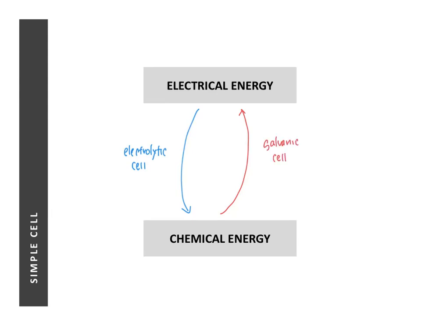Now the chemistry behind galvanic cells, we'll only learn in A levels. In O levels, we'll learn two specific kinds of galvanic cells. One of them is called a simple cell. The other one is called a fuel cell.